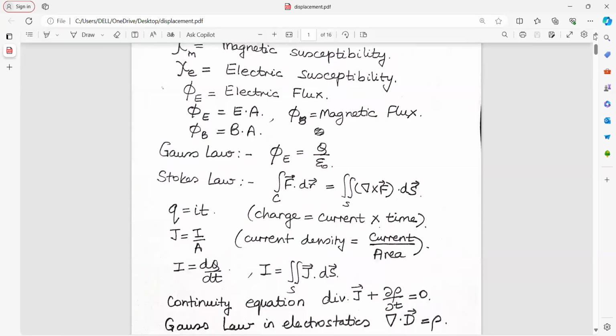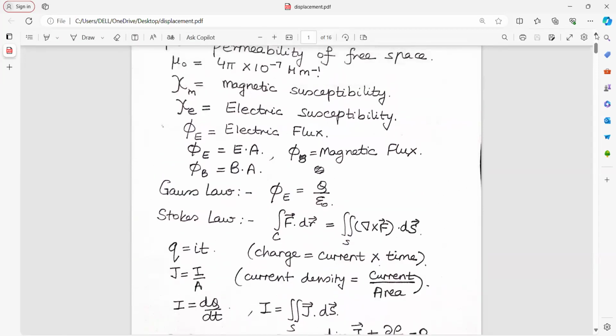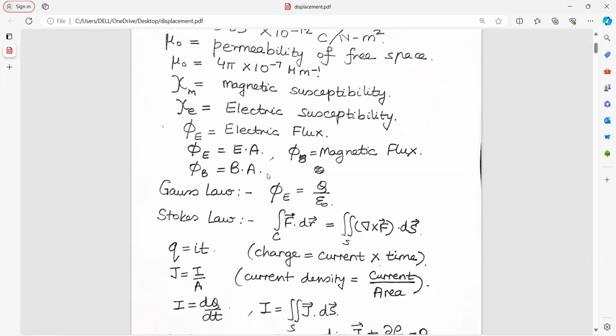Mu naught is permeability of free space. Mathematical value 4 pi into 10 to the power of minus 7. Flux for electric field is E dot A, for magnetic field is B dot A. Gauss law is the total flux passing through a surface is equal to the total charge divided by epsilon naught. Stokes law, integral F dot dr is equal to integral S del cross F ds.